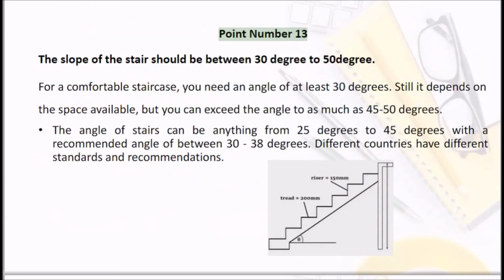Point number 13. The slope of the stair should be between 30 degrees to 50 degrees. For a comfortable staircase, you need an angle of at least 30 degrees. Still, it depends on the space available, but you can exceed the angle to as much as 45 to 50 degrees. The angle of stairs can be anything from 25 degrees to 45 degrees with a recommended angle of between 30 to 38 degrees. Different countries have different standards and recommendations.